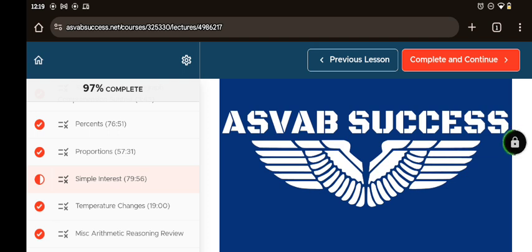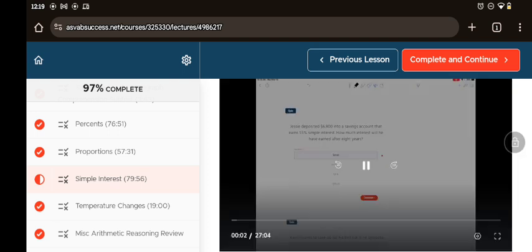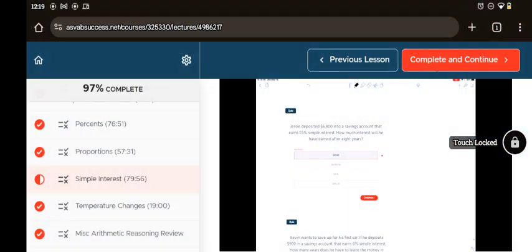Today I'm going to start doing simple interest. This is a simple interest quiz. I'm going to review the questions with you and answer maybe any questions you might have about the questions in this quiz. So let's start with number 1. It says Jesse deposited $6,800 into a savings account that earns 1.5% simple interest. How much interest will he have earned after 8 years?